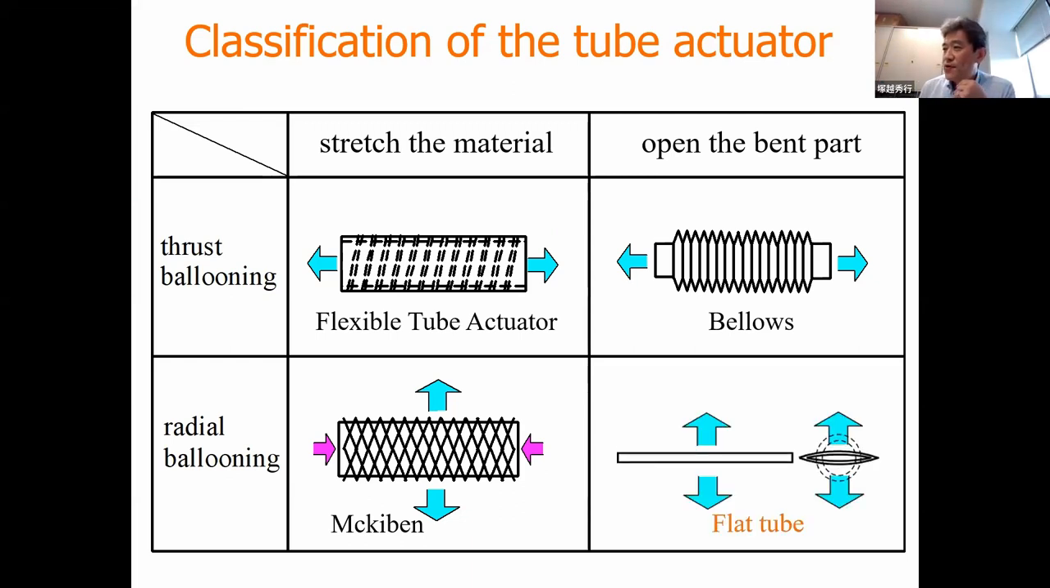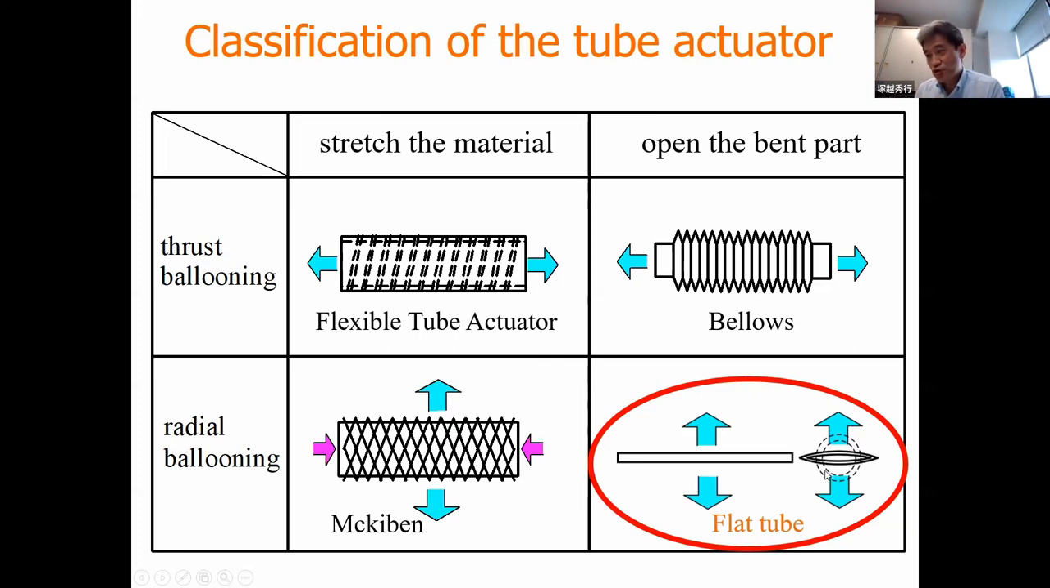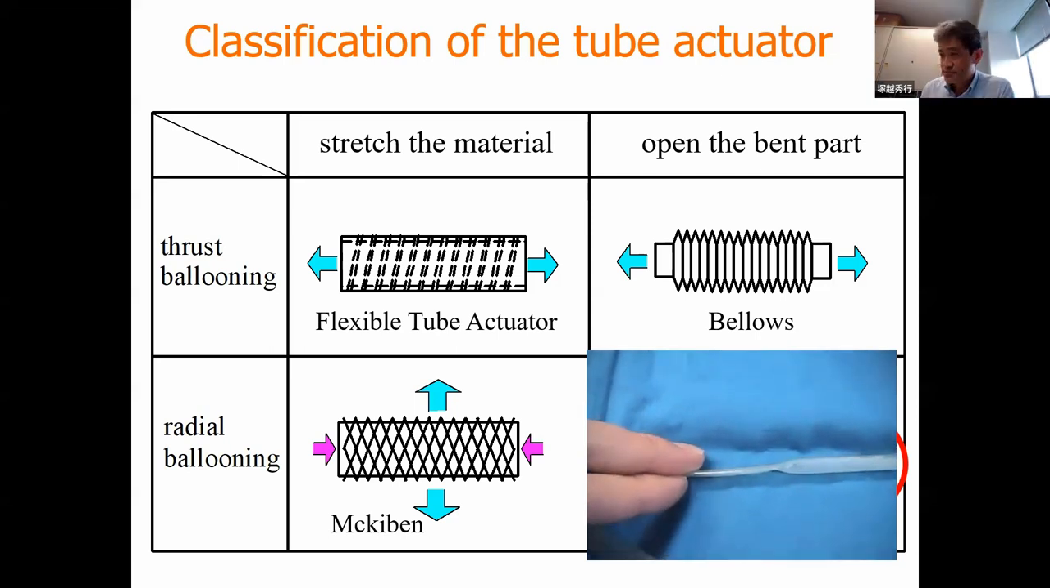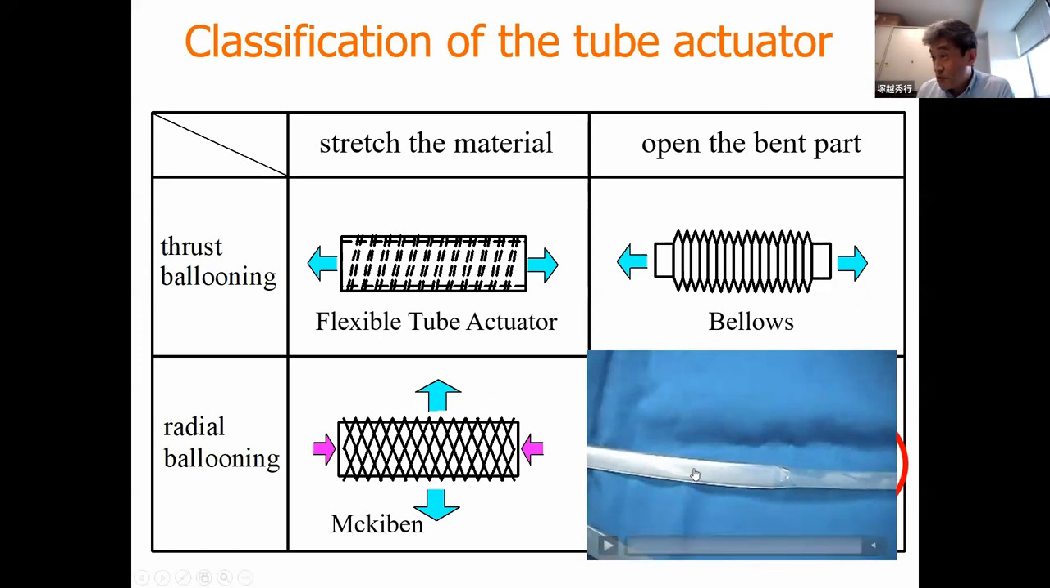Okay, this is a very simple structure which we named the flat tube. The flat tube is a very thin structure, which means it forms a flat shape. And if the inside is pressurized by the air, it balloons and approaches a circular form for the cross section. This is the overview of the flat tube. And if the inside is pressurized, it expands in this direction. But as you see, you cannot expect a large displacement just using this structure. So we try to design an amplification method for this displacement.